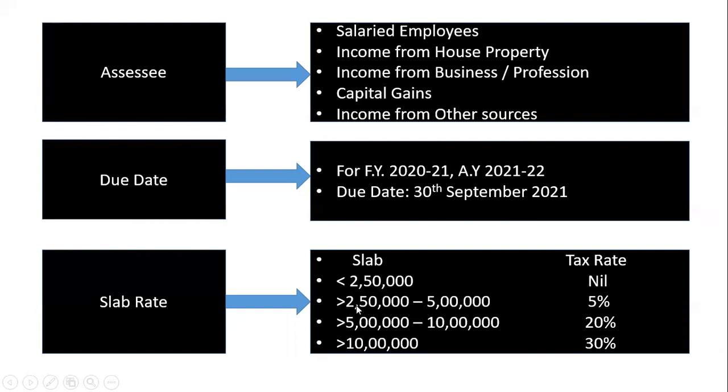Then if your salary slab is 2,50,000 to 5 lakhs, you need to pay 5% tax. If your salary is greater than 5 lakhs and less than 10 lakhs, you need to pay 20% tax. And if you are earning more than 10 lakhs, it is the 30% slab. So this slab is applicable for salaried employees less than 60 years. So this is the slab rate for people under 60 years. We will go to the next one.